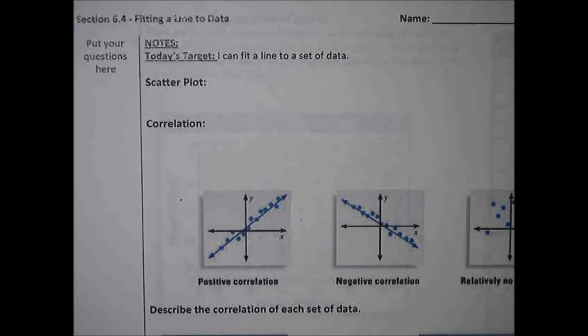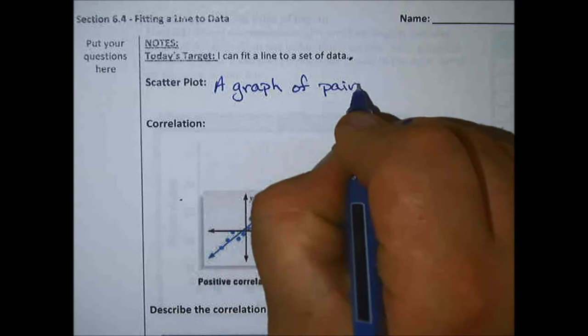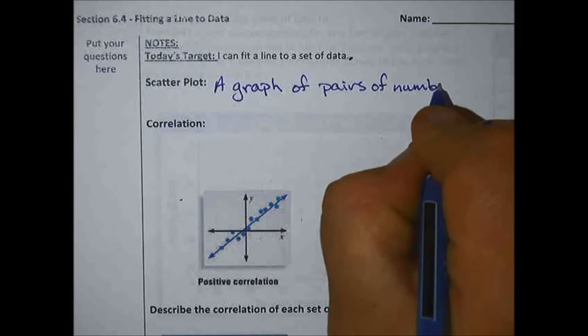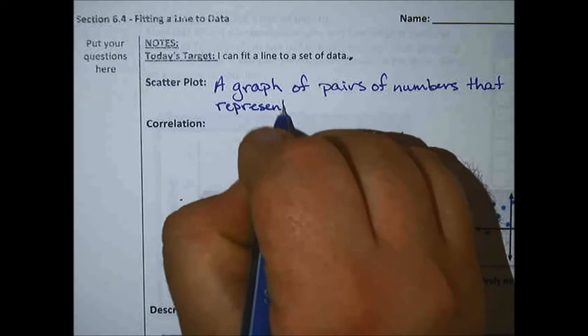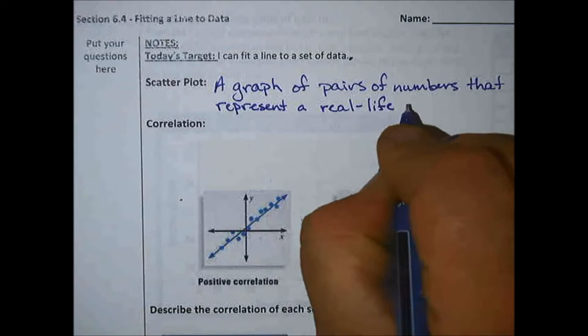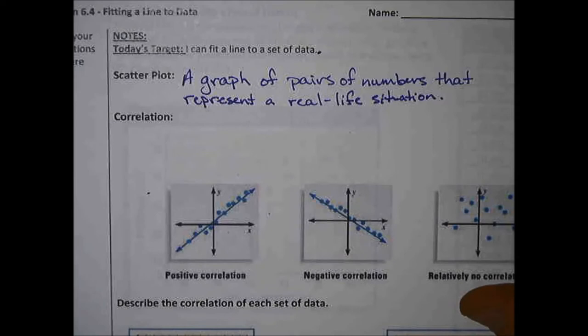Now, a scatter plot is a graph of pairs of numbers that represent a real life situation. So it's going to feel like almost all of today is application problems, because for the most part, that's really what we're looking at: applications of plotting points in a Cartesian plane.